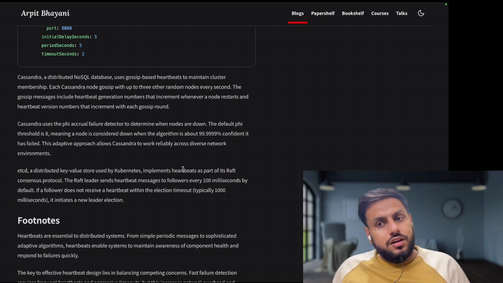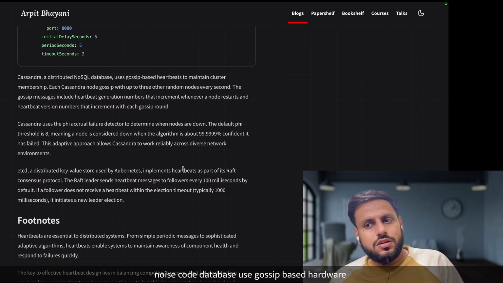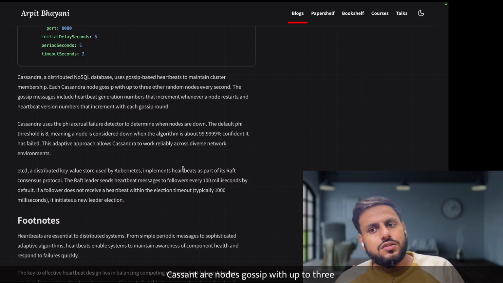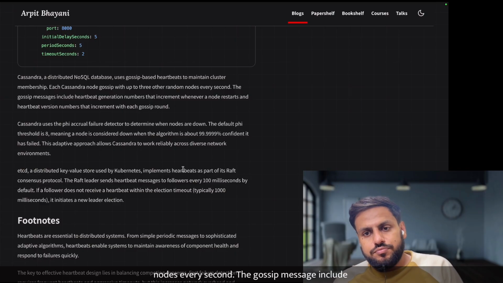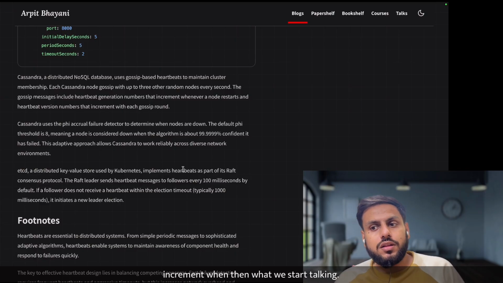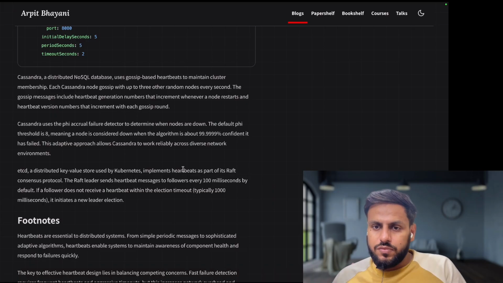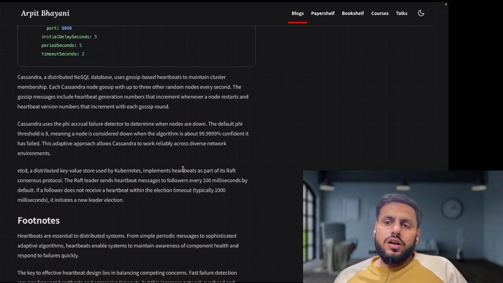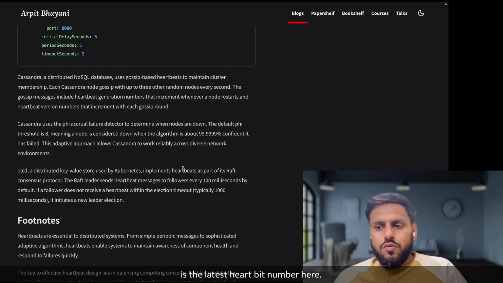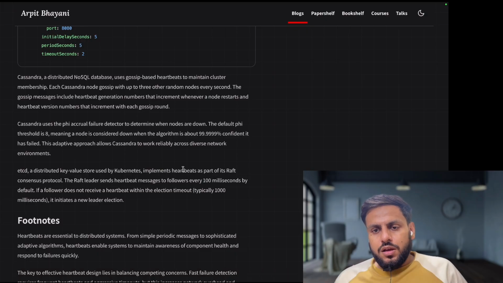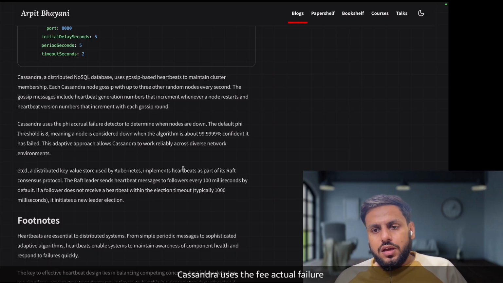Cassandra, a distributed NoSQL database, uses a gossip-based protocol to maintain cluster membership. Each Cassandra node gossips with up to 3 other random nodes every second. Okay, the gossip message includes a heartbeat generation number that increments when the node restarts. Okay, the heartbeat version also increases with each gossip, so it will know what the latest heartbeat number is.